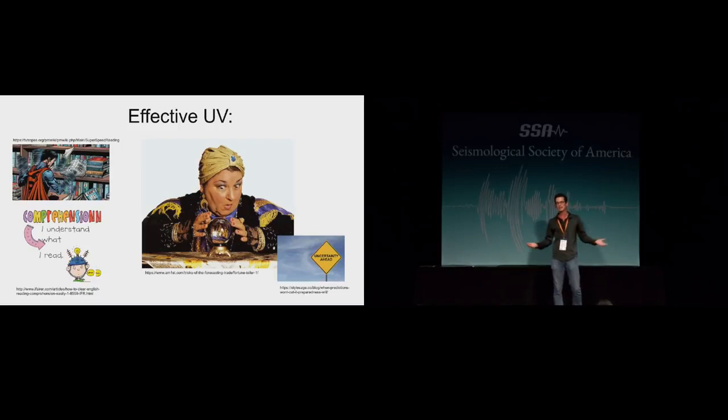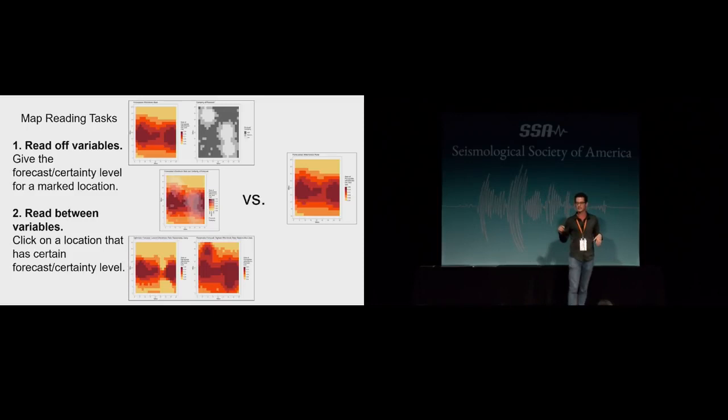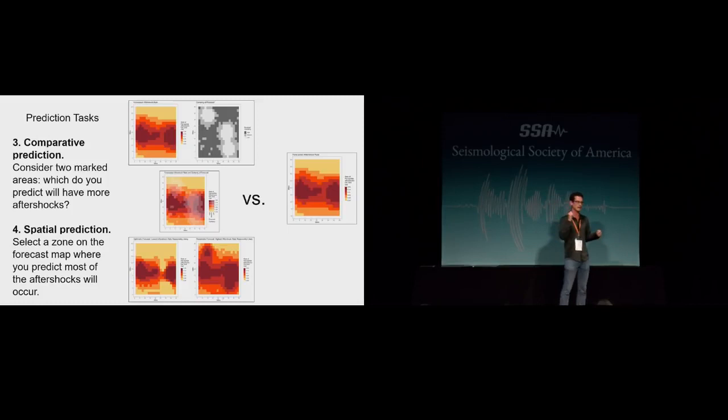So we came up with four tasks for this experiment. The first two are map reading tasks, where we ask users to give the forecast uncertainty level for a marked location on the map. We ask users to click on a location that has a certain forecast or certainty level, so this kind of spatial action task is missing from this literature. And we also have prediction tasks, one where we ask them to consider two marked areas, which one will they predict to have more aftershocks, and then one where they select a zone on the forecast map where they predict most of the aftershocks will occur.